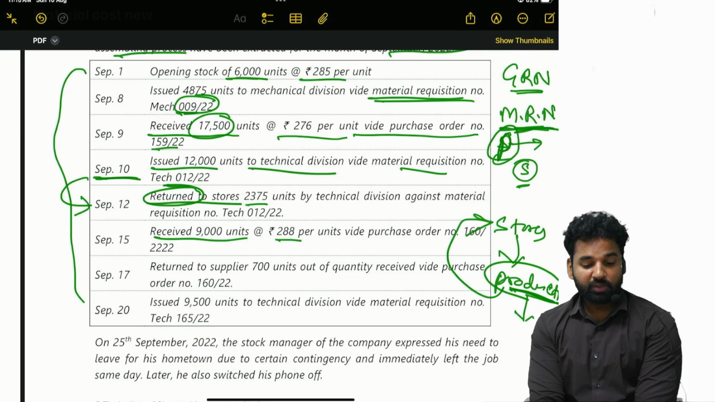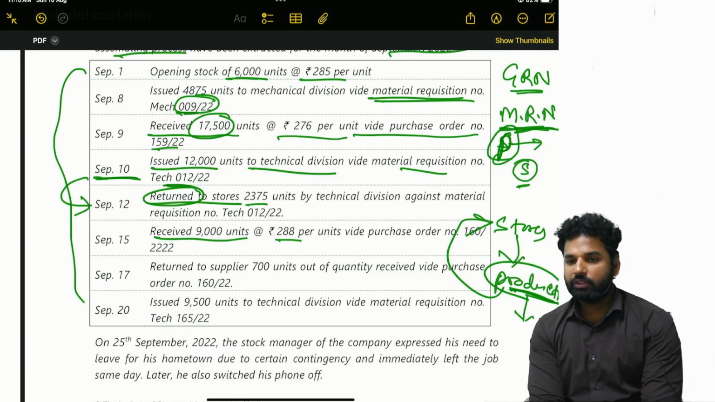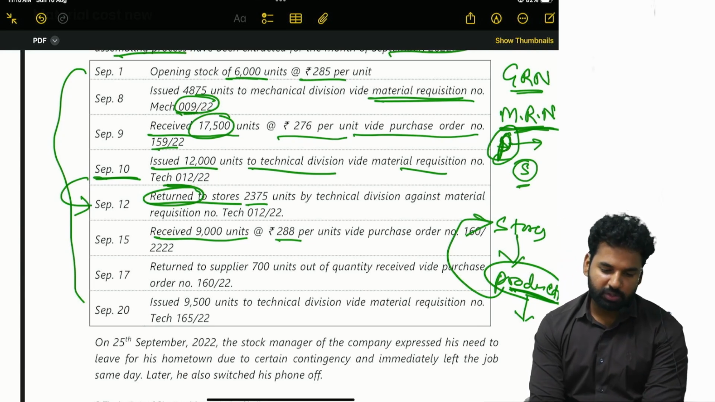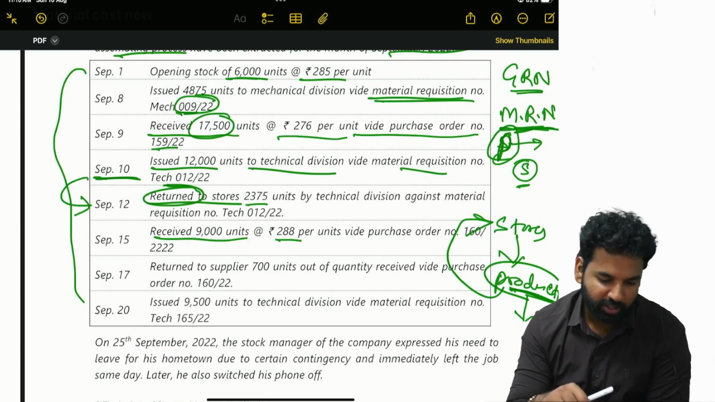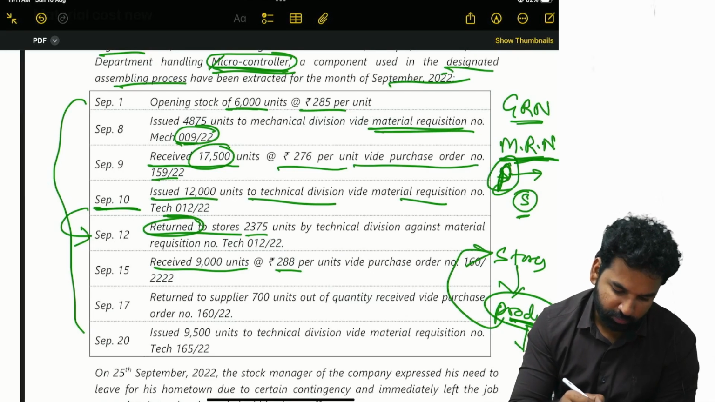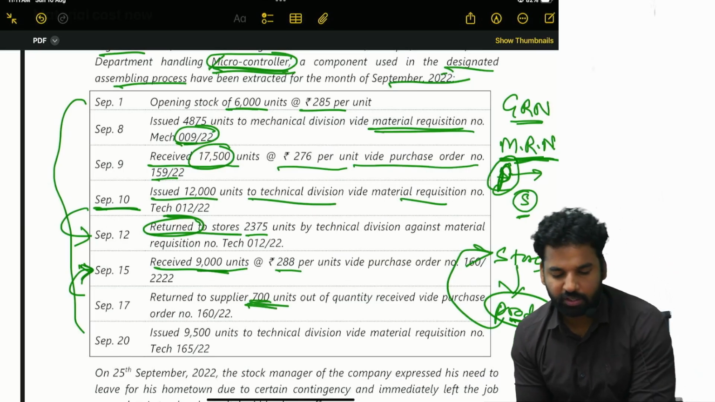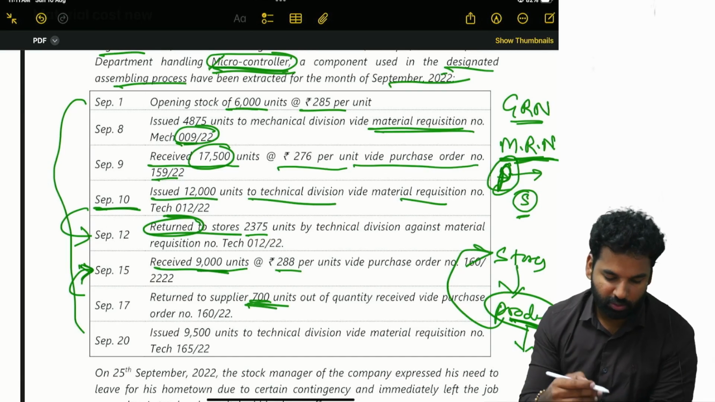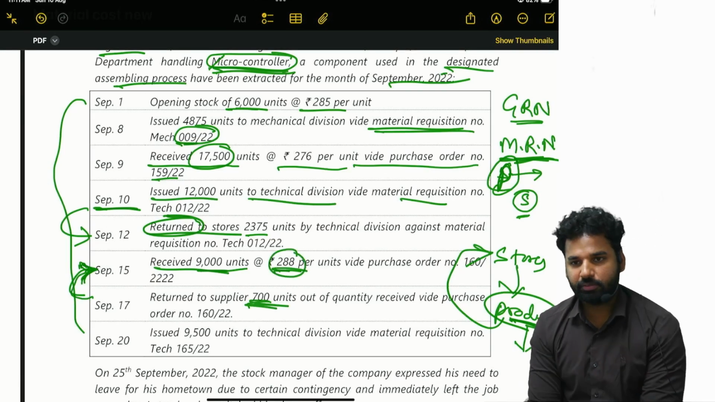Next, return to supplier. Return to supplier means that is nothing but purchase returns. So purchase returns to supplier of 700 units out of the quantity received vide purchase order number 160 by 22. That means it was purchased in this month only. On 15th, 9,000 units were purchased. Out of that, 700 units of the quantity received are being returned now. So out of this order only, that means the same price has to be adopted.